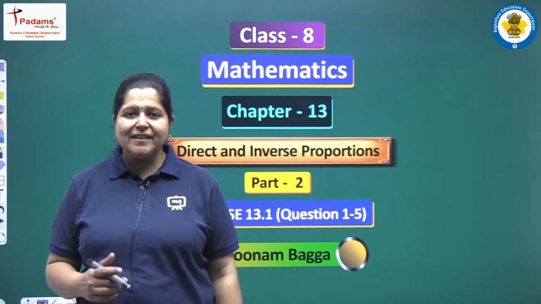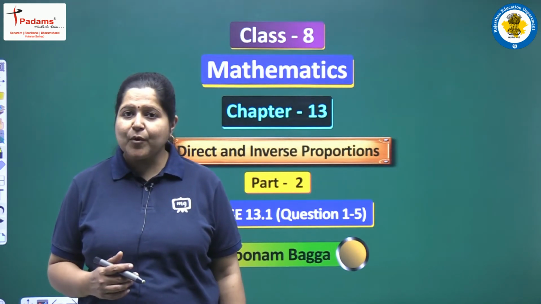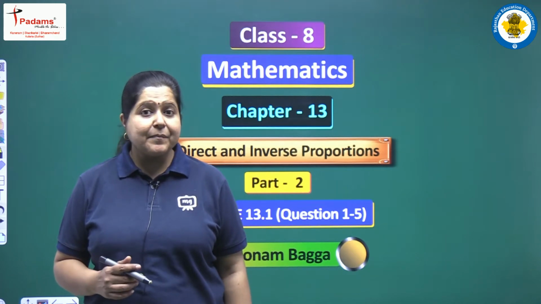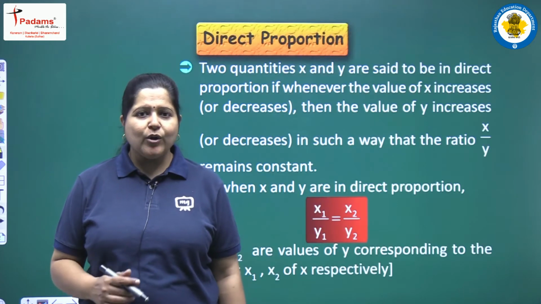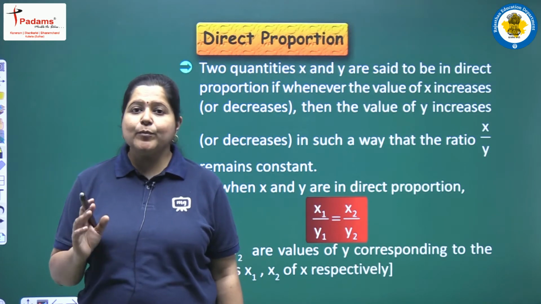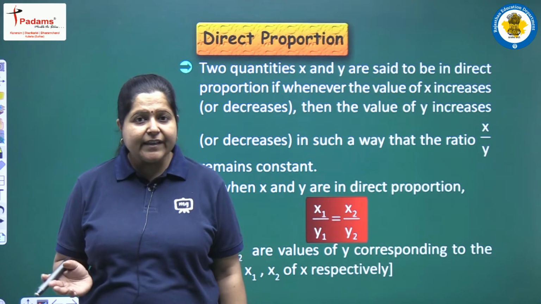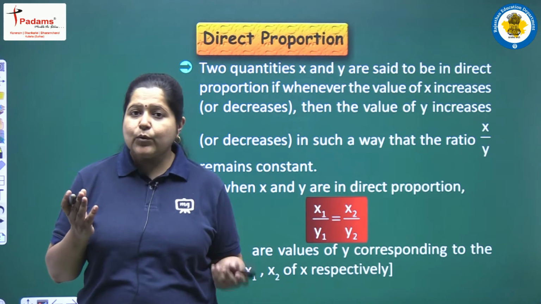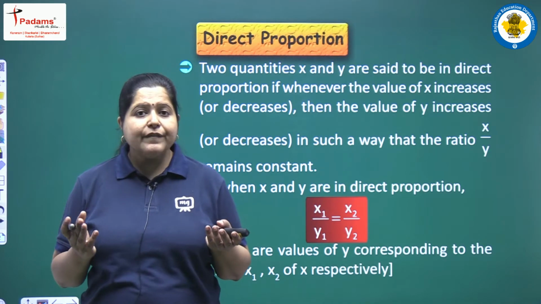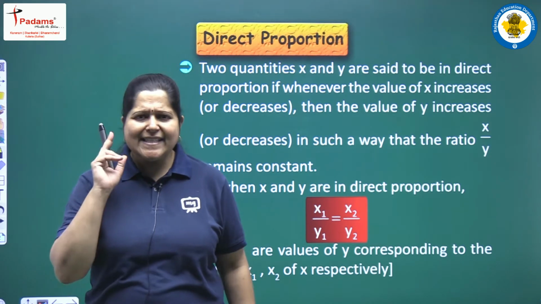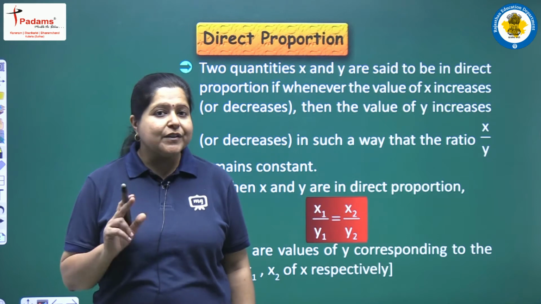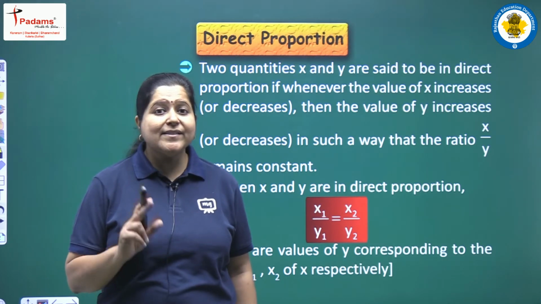We are studying chapter 13, direct and inverse proportions from class 8th maths. In our previous video, we discussed what is meant by direct proportion. Let us recall that two quantities are said to be in direct proportion if with increase in one quantity, the other quantity also increases, or with decrease in one quantity, the other quantity also decreases in such a way that the ratio of the two quantities always remains constant.